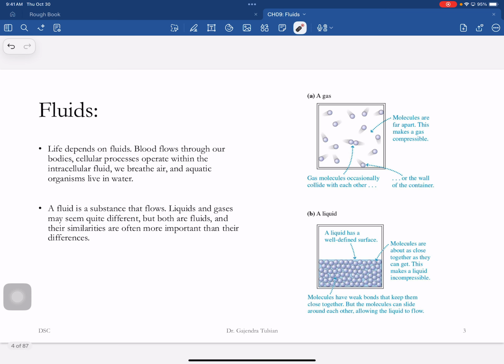All right, so fluids are gases and liquids. Life depends on fluids, such as blood flowing through our bodies. Cellular processes operate within the intracellular fluid, so your cell is filled with fluid, and all the processes happen in fluids. So you want to understand fluids. We breathe air, and aquatic animals live in water. A fluid is a substance that flows. Anything that flows is a fluid. Liquids and gases are fluids.